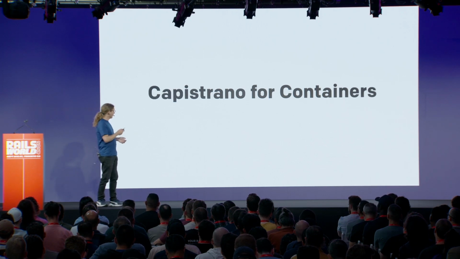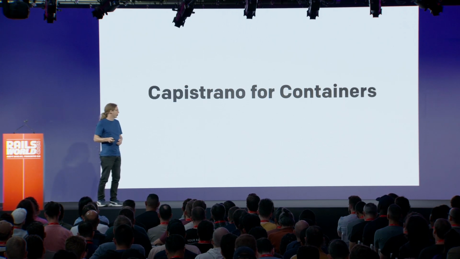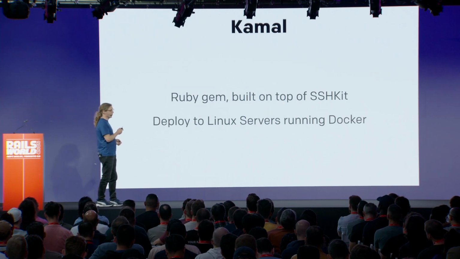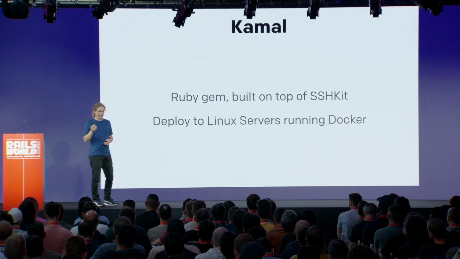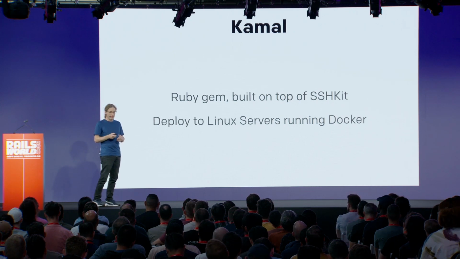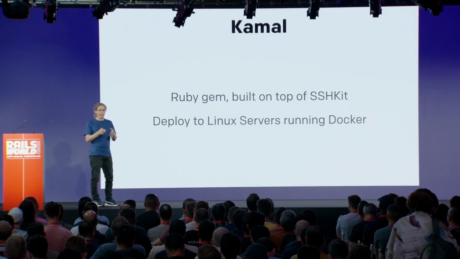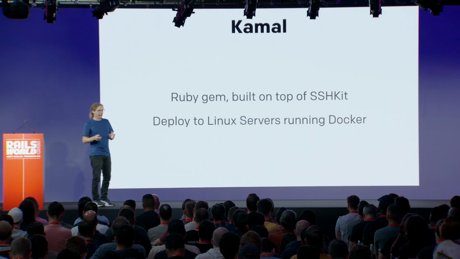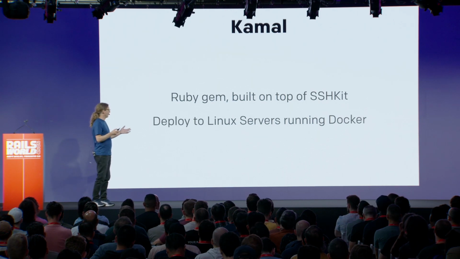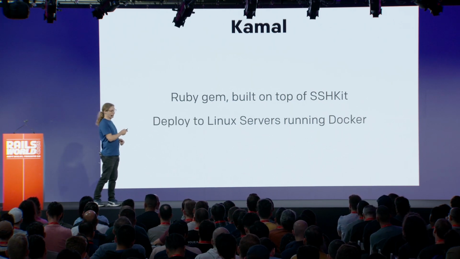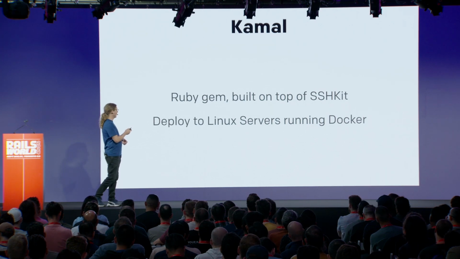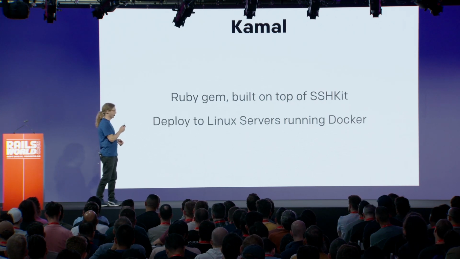So Kamal is kind of a modern take on Capistrano, but designed to run with Docker. It's a Ruby gem built on top of SSHKit. SSHKit is a library extracted from Capistrano that helps you run commands over SSH concurrently and wait for them all to return, and just makes that really easy to do. And then the idea is you've just got some Linux servers running Docker, or about to run Docker, that you want to deploy to.